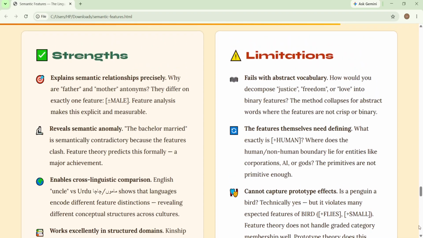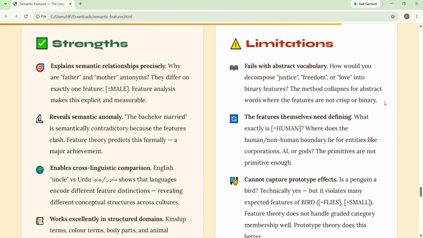Whereas let's look at the limitations. The first one is that it fails with abstract vocabulary. How would you decompose justice, freedom, or love into binary features? The method collapses for abstract words where the features are not crisp or binary. That's exactly true. You cannot analyze abstract vocabulary. For physical things we know the features, but for abstract ones we don't actually know. We have just associated the color red with love, but we're not specific, as it's a symbol of danger too at the same time. So that's how it's contradictory.